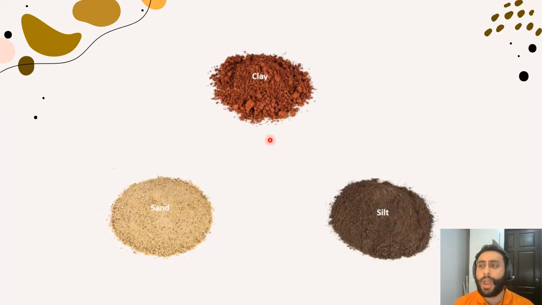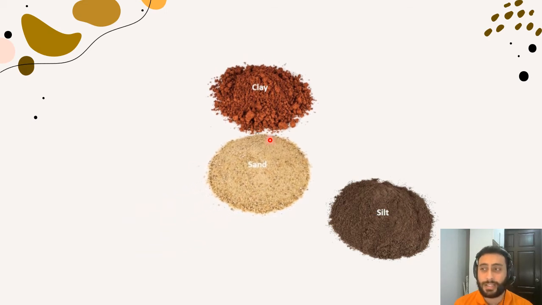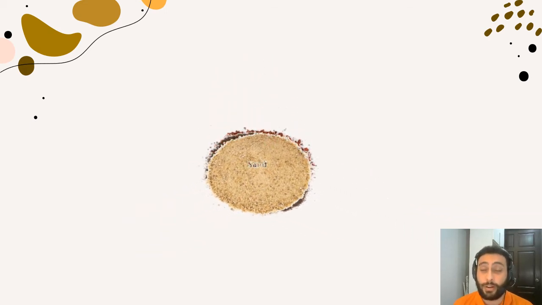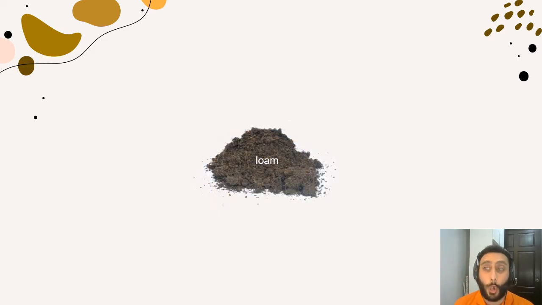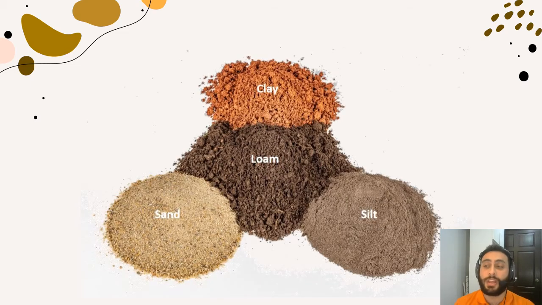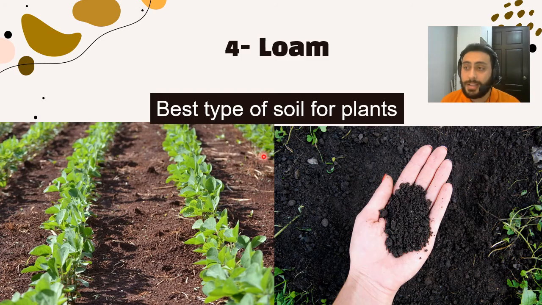So when we mix sand, clay, and silt together, we get the best type of soil, which is loam. Loam is the mixture of clay, sand, and silt together. And it's the best one because plants can grow in loam soil the best. So, the color, it's usually brown, maybe sometimes it's dark brown like this. So, it's the best type of soil for plants.